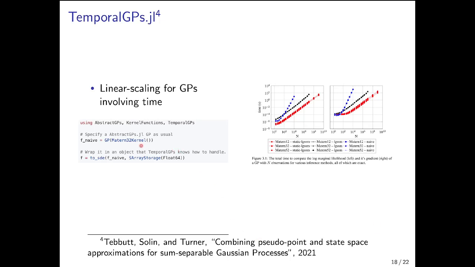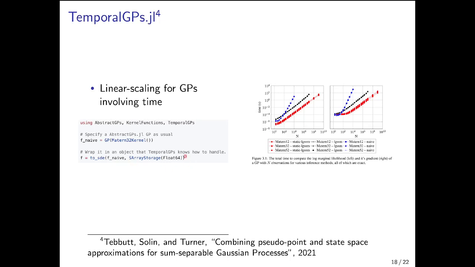And it's essentially a one function API package. It takes a GP from AbstractGPs.jl associated with the name f_naive here. And then you call a function on it, to_sde, which really just gives it some extra metadata that says, yes, this is a GP that I would like you to treat in a particular way and to try and do inference on it in a particular way that is really scalable.